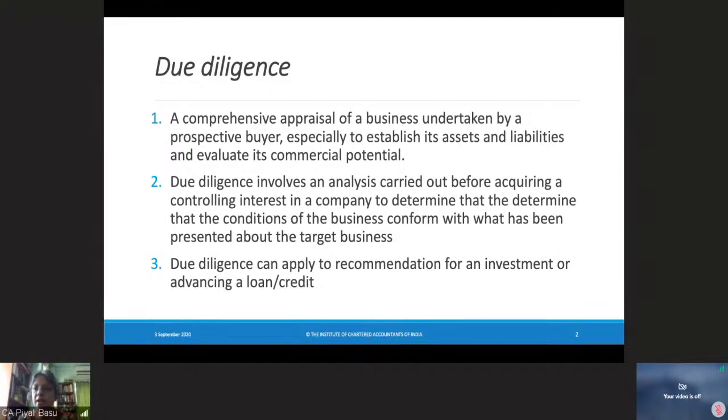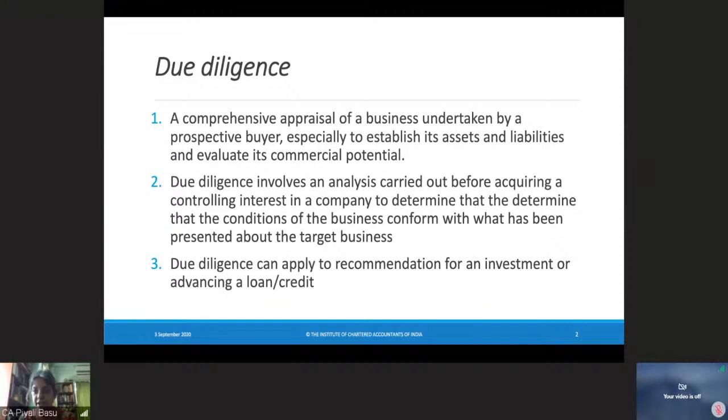Operational, HR, tax, whole. Practically, when we report, we take into consideration everything. It is not necessarily financial aspects. ICAI has very good guidelines on due diligence, and we follow that while executing such an assignment. It's an excellent one, and one has to remember that.